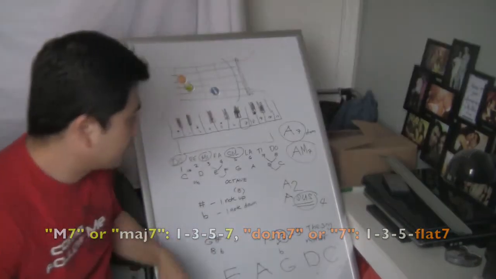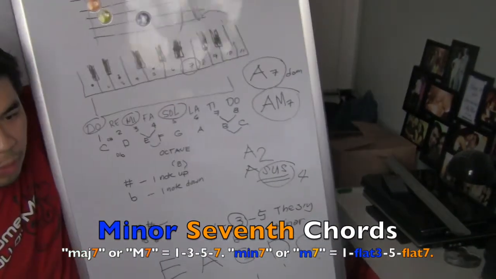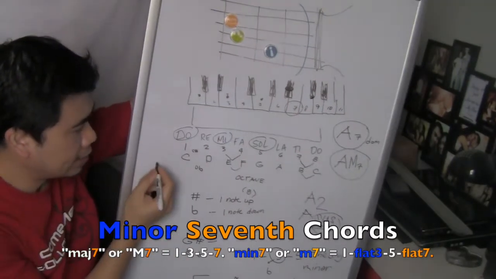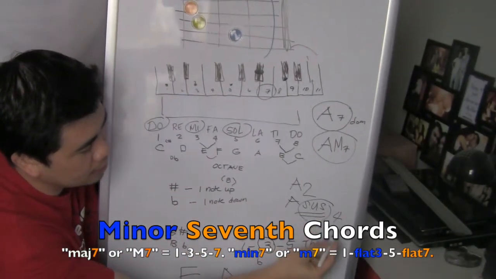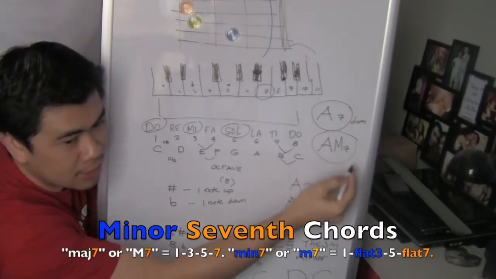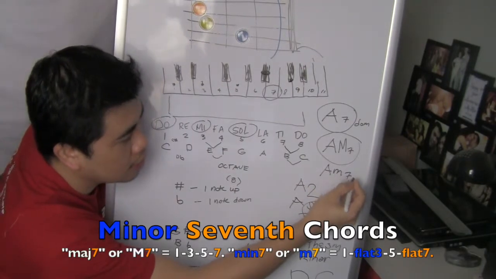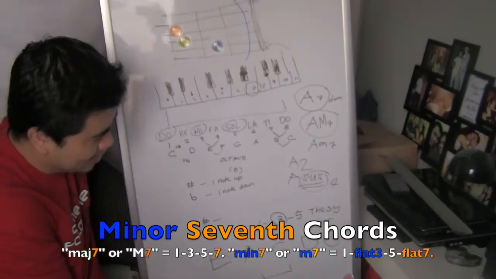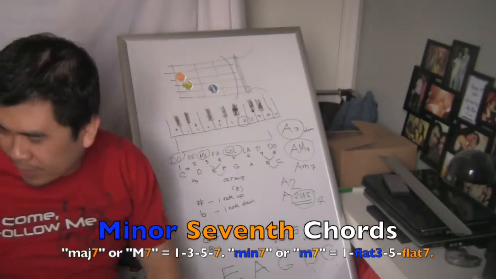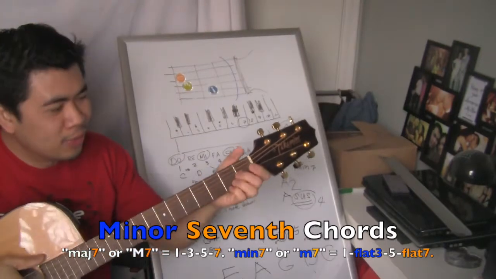Make sense? Okay, now let's go back to the minor. So let's say we already have A suspended 4, A7, A major 7. What if A minor 7? Okay, it's actually only 2 fingers. Why is it 2 fingers?